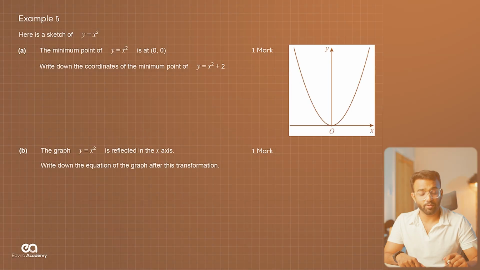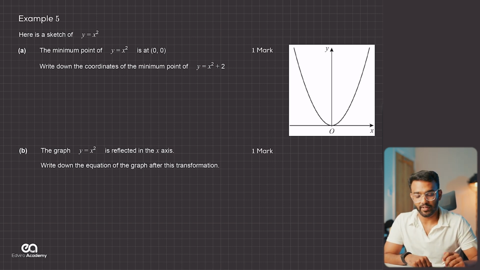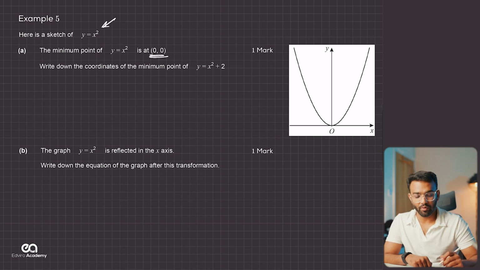Thanks for watching. This question comes from translation of graphs. Let's see how this is. Here we are given a sketch of a simple quadratic. The f of x is x squared. The minimum point is 0, 0. Write down the minimum point of this one.